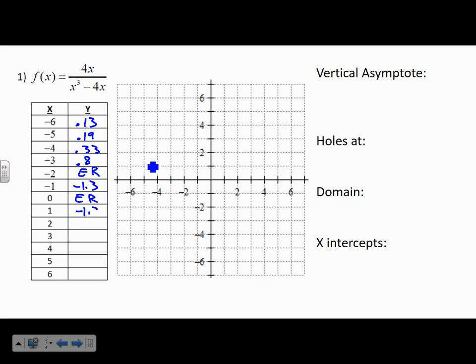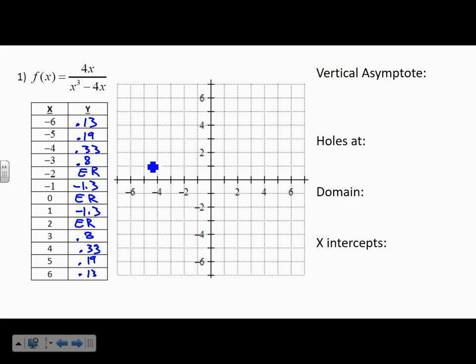1 is -1.3. 2 is another error. 3 is 0.8. 4 is 0.33. 5 is 0.19, and 6 is 0.13. So let me move this computer so it's a little closer to me while I do these carefully. So that's the table, and now we're going to use that table to graph by hand.